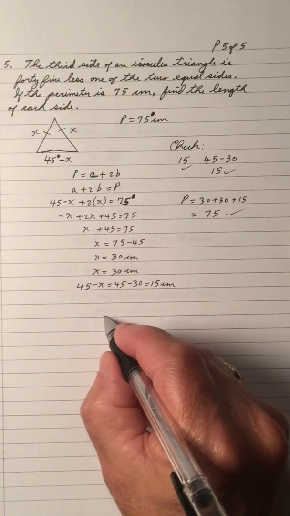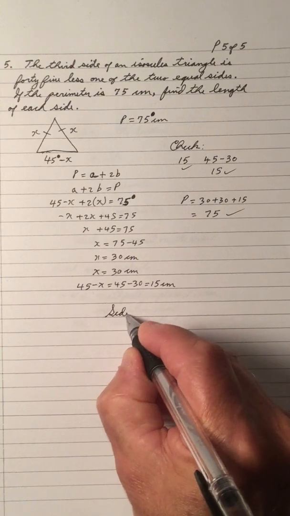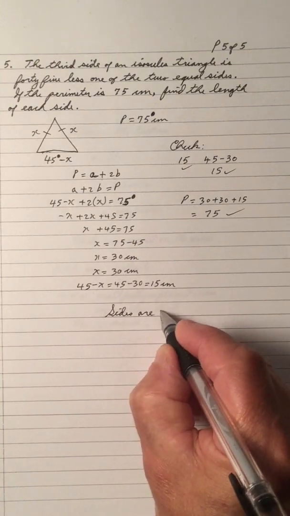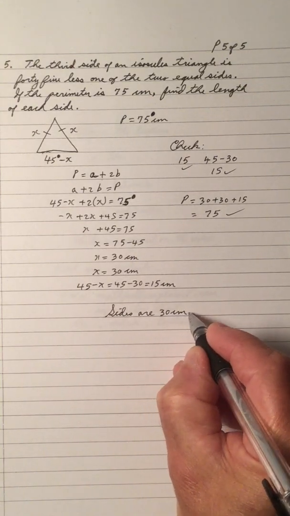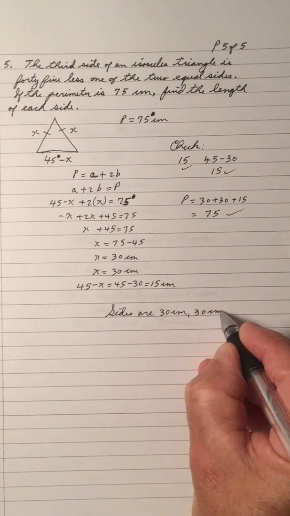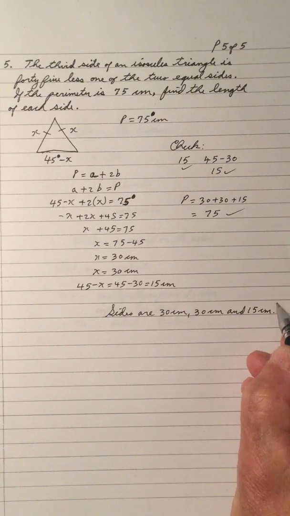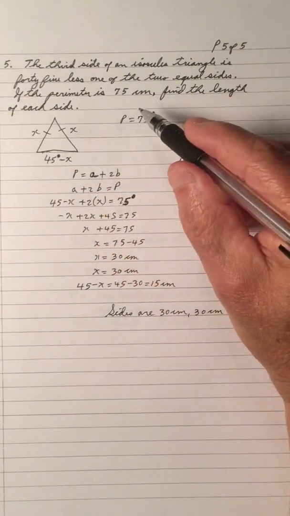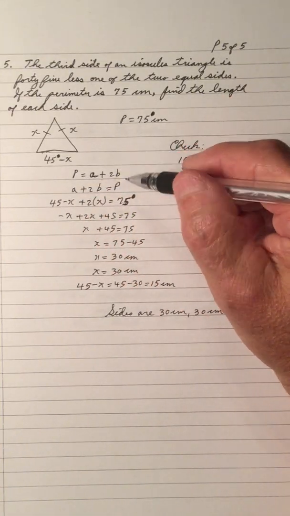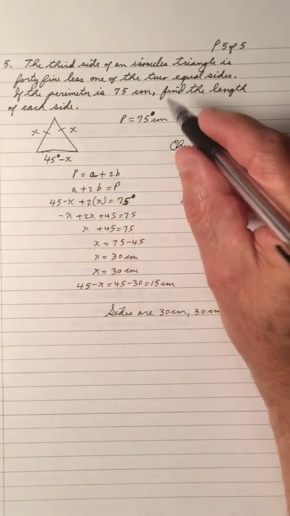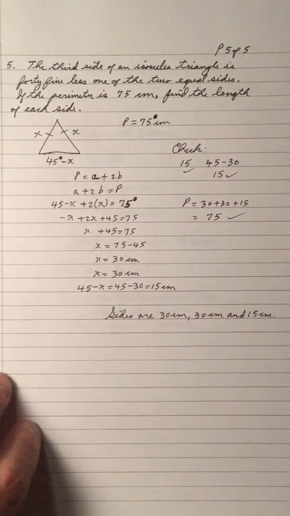So the lengths of the sides are 30 centimeters, 30 centimeters, and 15 centimeters. Apologize for putting degrees in here. Just be careful. These are lengths, not degrees.